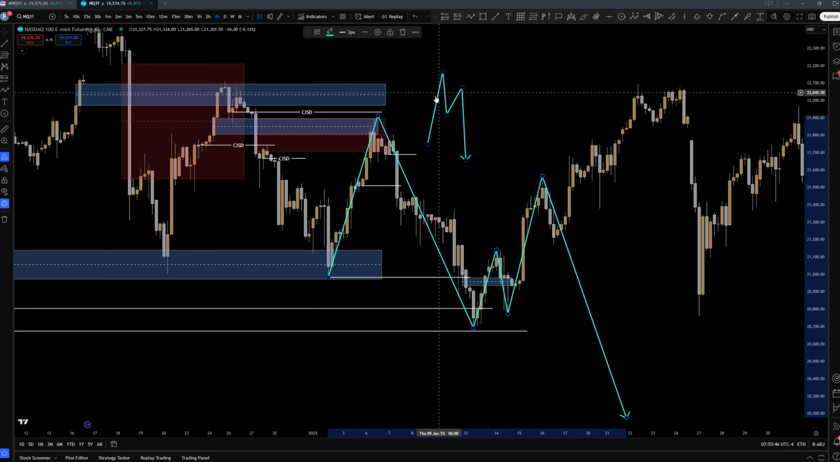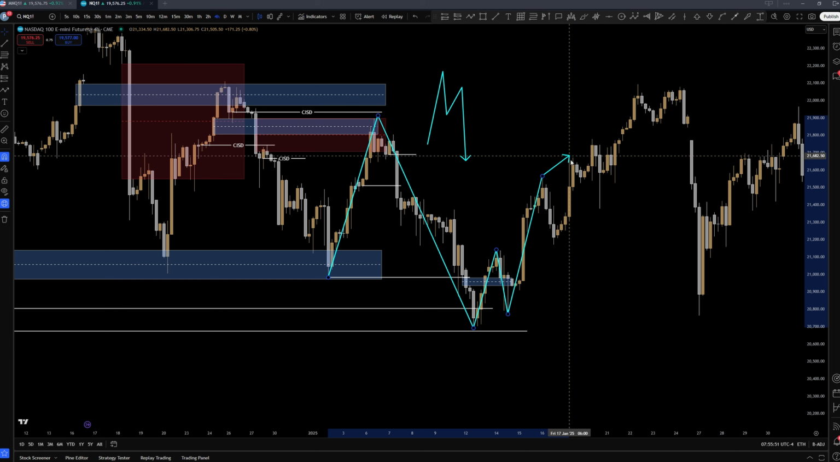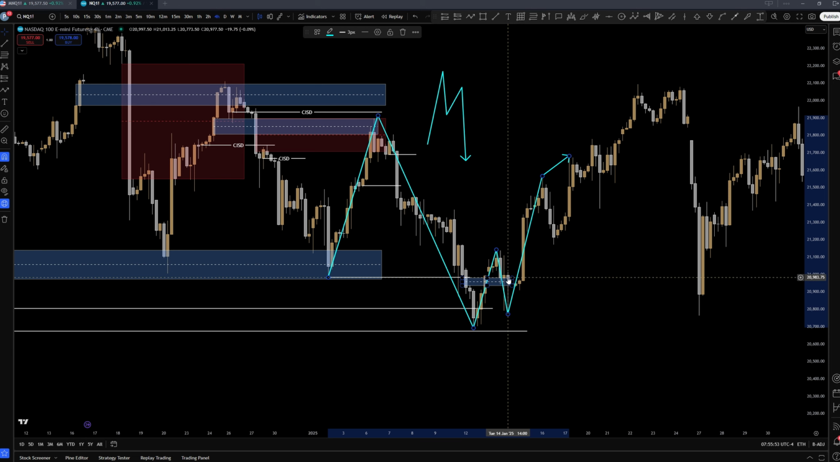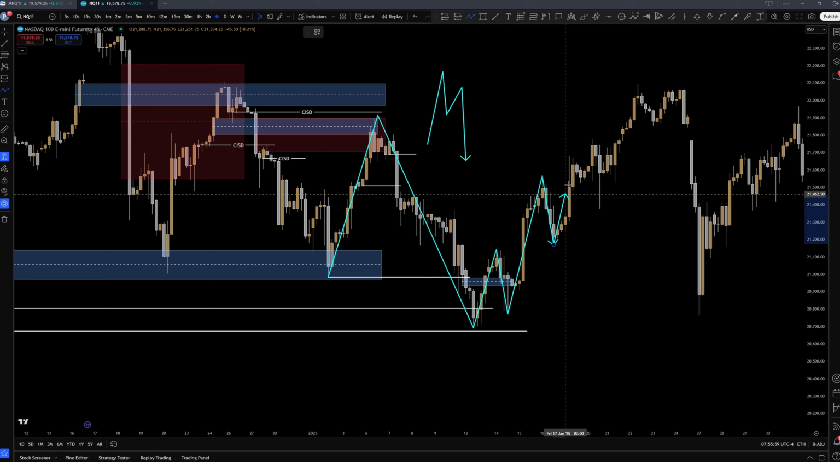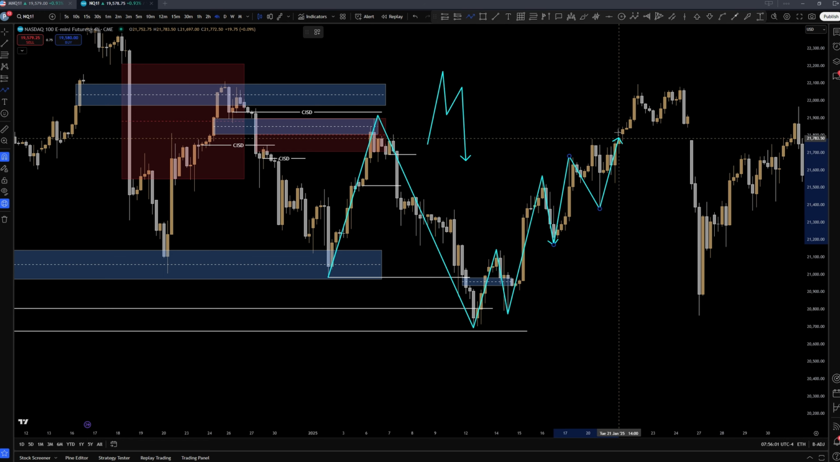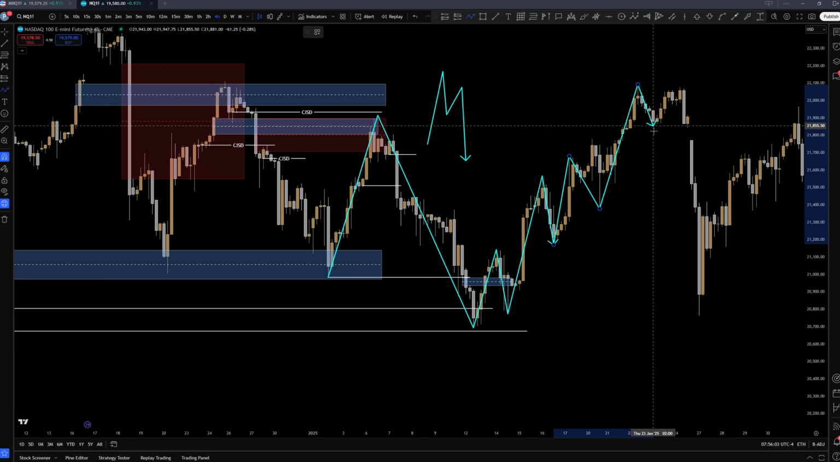Where we were seeing failures on the top side, what have we got here? We got a failure on the bottom side, right? A failure of this high to make a new low. So what do we expect now? Well, you can see it here, right? We're now starting a potential uptrend.